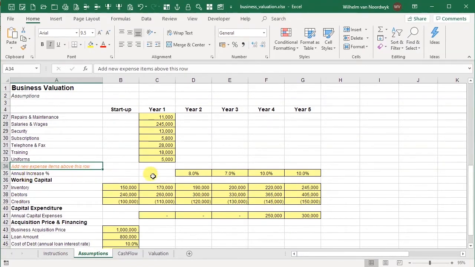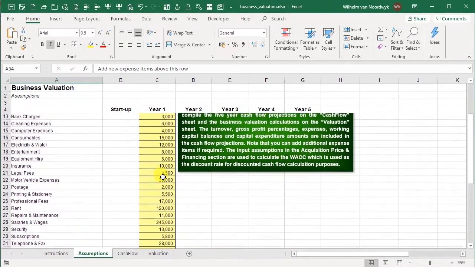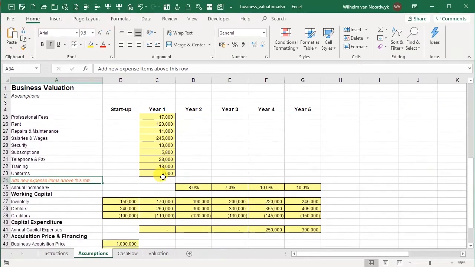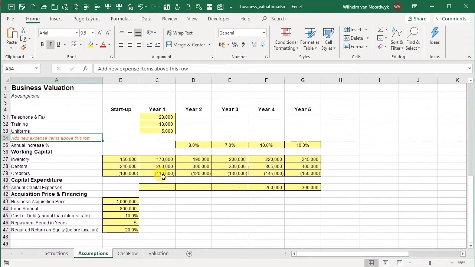There's also annual increase inflation for expenses, which is used to calculate the year 2 to 5 expenses. Then we have working capital movements for inventory, debtors, and creditors. That also forms part of the cash flow calculations, which we'll get to. So you just enter the values, and it's a movement that you need to enter. Then there's CapEx, so cash outflow from capital expenditure is also taken into account. We'll cover that on the cash flow sheet.